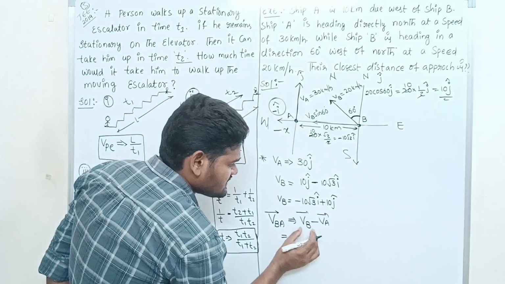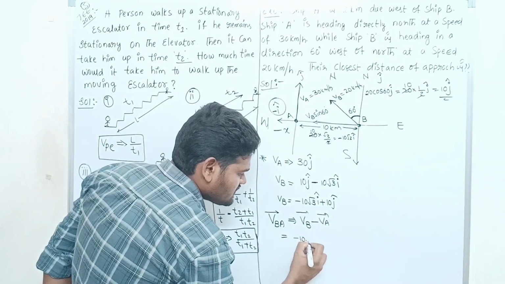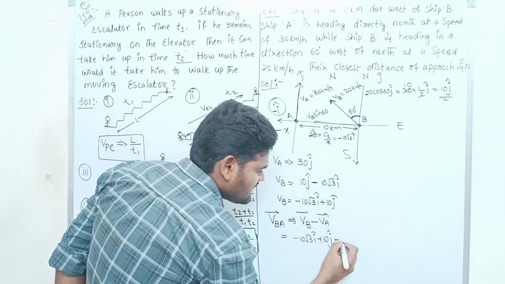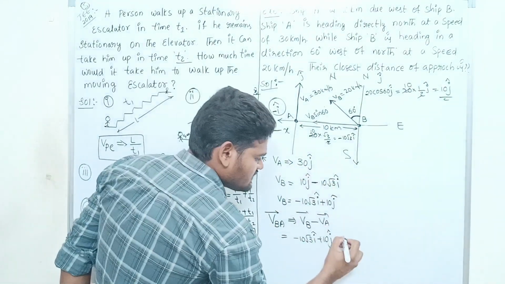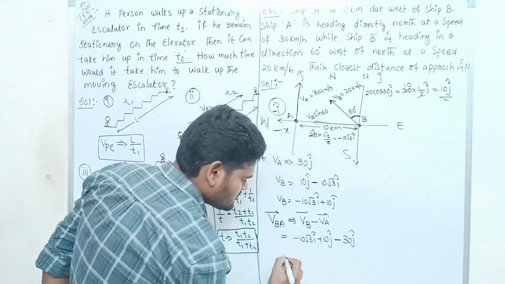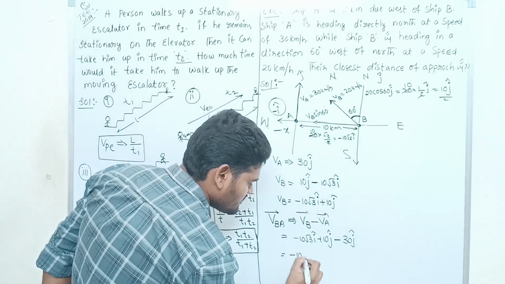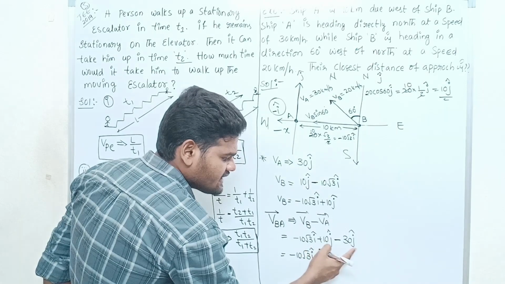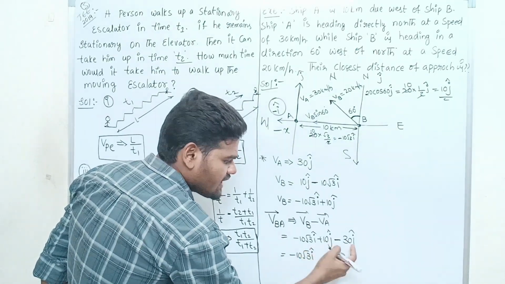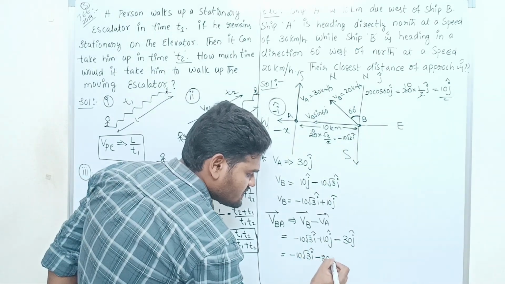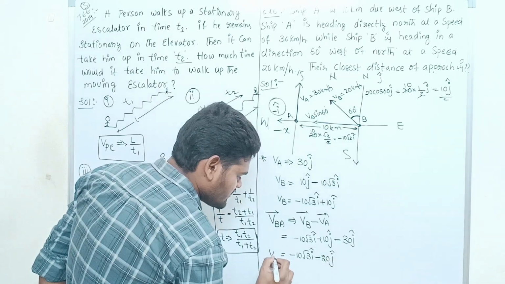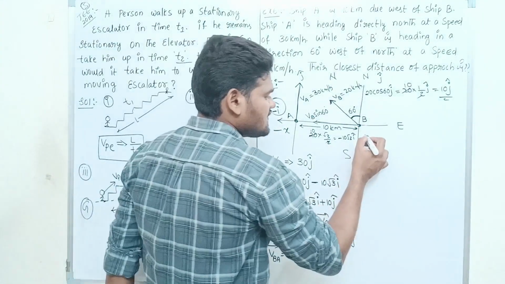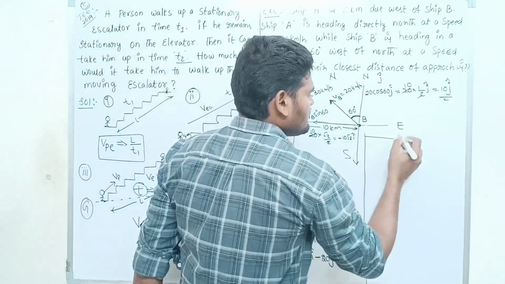So what is the velocity of B? Minus 10 root 3 i cap plus 10 j cap, minus VA, which is 30 j cap. So that is equal to minus 10 root 3 i cap minus 30 j cap plus 10 j cap. Plus 10 minus 30, you will get minus 20 j cap. So this is the relative velocity of B with respect to A. So have a look.